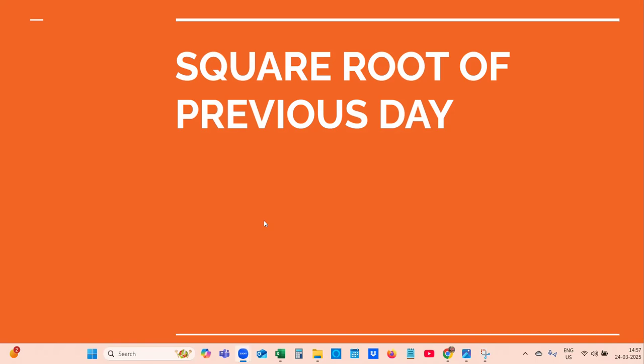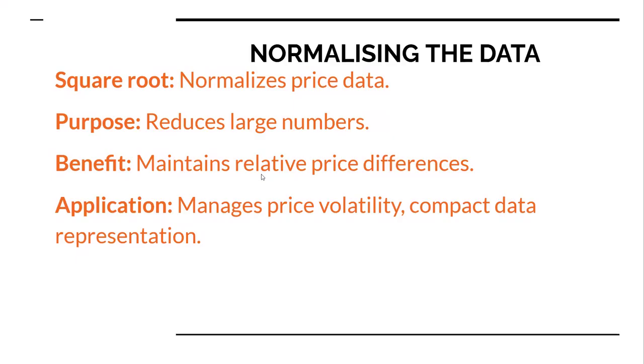Now first, I am talking about the square root of the previous day. That is the first step we are going to do. Why are we taking the square root? Actually, taking the square root normalizes the price data. The purpose is that it reduces large numbers, maintains relative price differences, manages price volatility and gives a compact data representation.